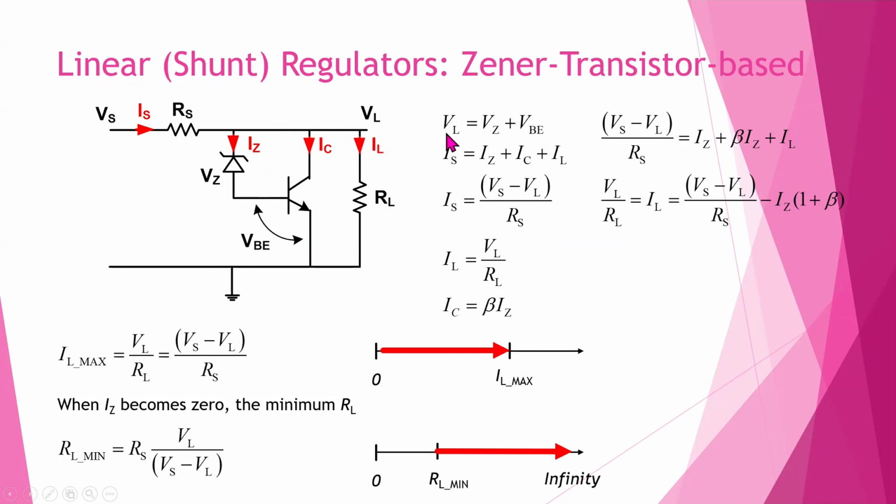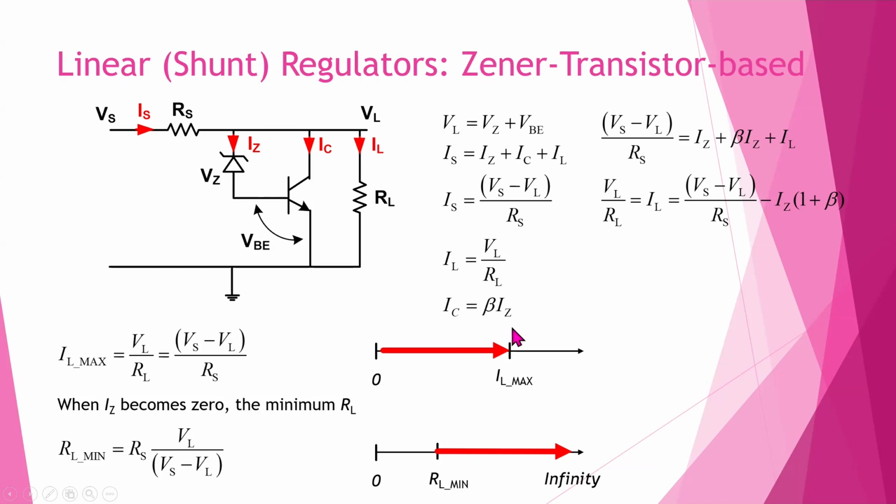So we can now obtain the expression for the load voltage, which is given by VZ plus VBE. This type of regulator basically has 4 current paths. IS is equal to IZ plus IC plus IL. Here is the expression for the IS: IS is given by VS minus VL divided by RS. And we can get the expression for the IL, which is given by VL divided by RL.